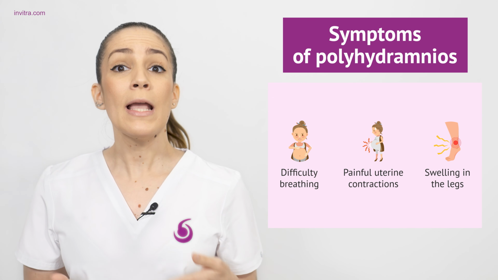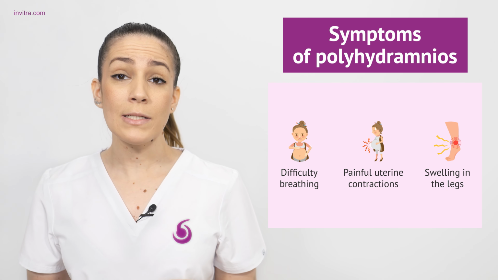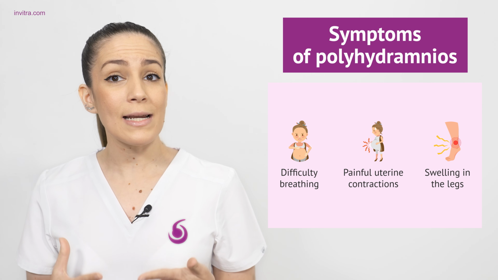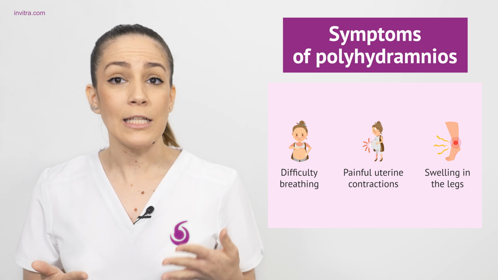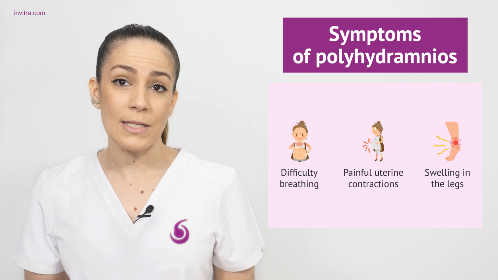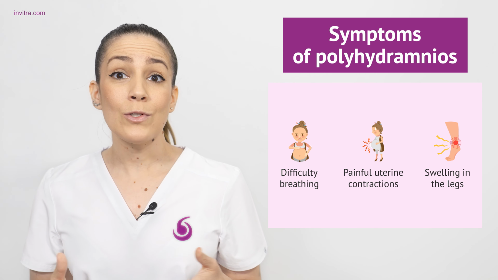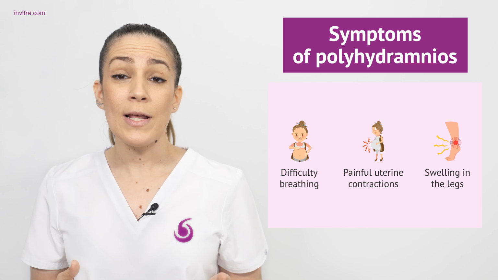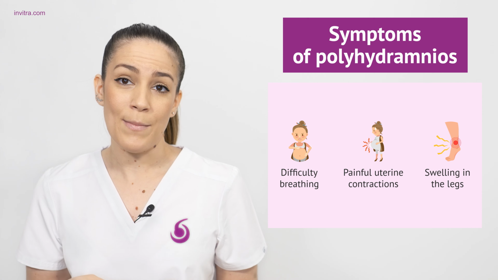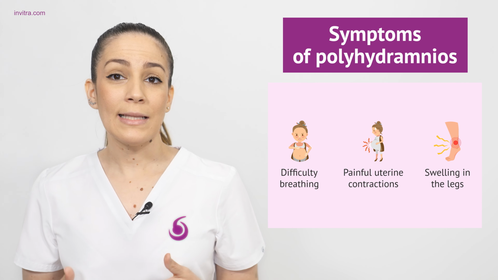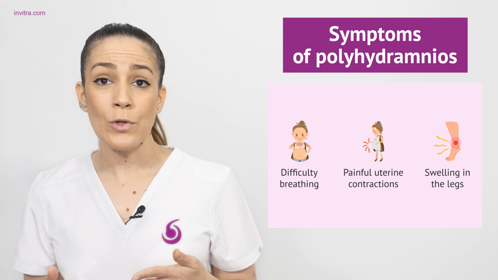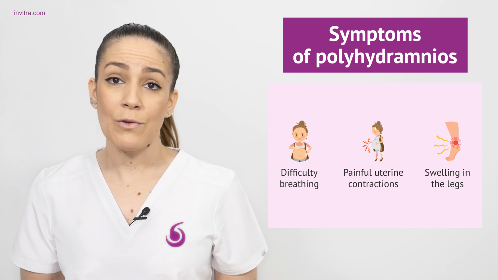Although polyhydramnios can sometimes show no symptoms at all, women might experience issues like difficulty in breathing or a persistent feeling of breathlessness, particularly in cases of severe polyhydramnios. This is because the uterus is enlarged, which puts pressure on the diaphragm and other organs of the mother. Additionally, the woman may also begin to experience painful uterine contractions and swelling in her legs.